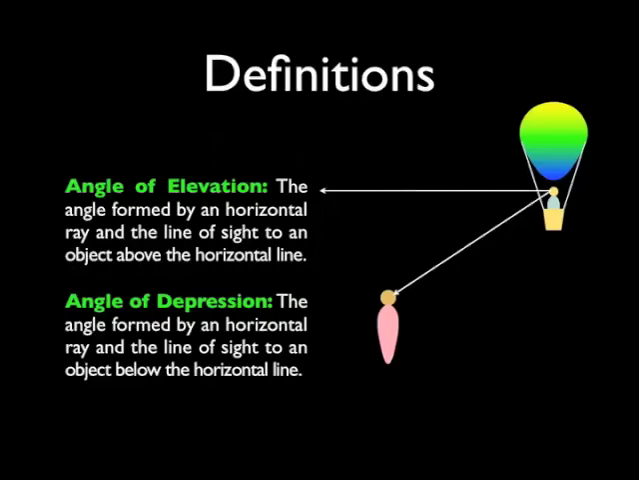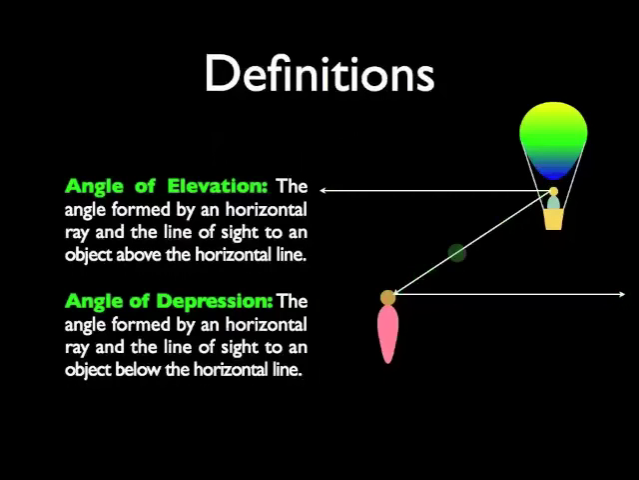Now, something that I want to note here is that both of these angles are formed by horizontal lines. Horizontal lines are parallel. Notice how we have a transversal here. So an angle of elevation to an object and the angle of depression from the object will be congruent by the alternate interior angles theorem.